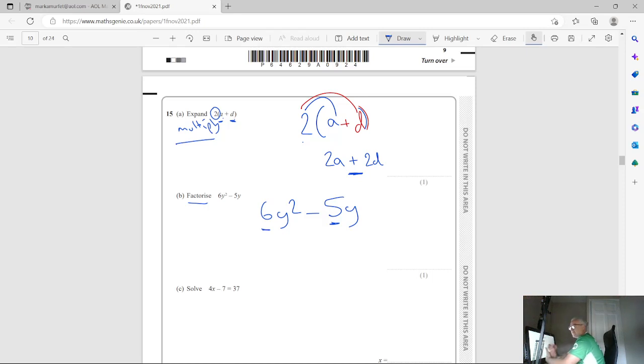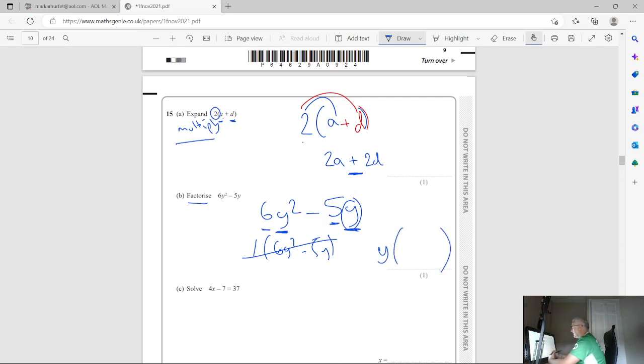So if I took a 1 out, it's not going to make any difference at all. I could take the 1 outside, but it's still 6y squared minus 5y. It's not altering it at all. So what else could I take out? Well, we've got a y here, and we've got a y here. I've got y squared, that's y times y, and I've got 1y on its own. So I could take one lot of y out. So let's take the y out.